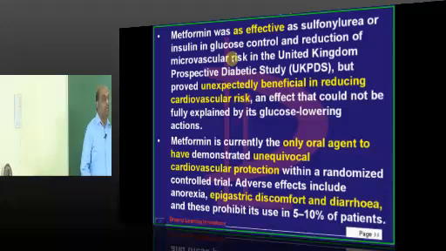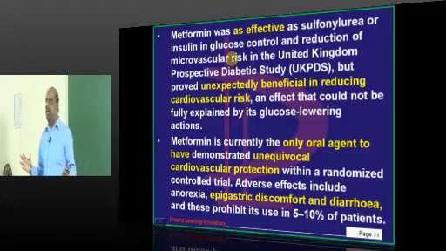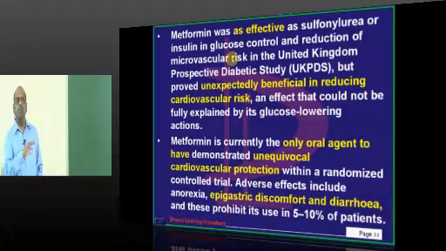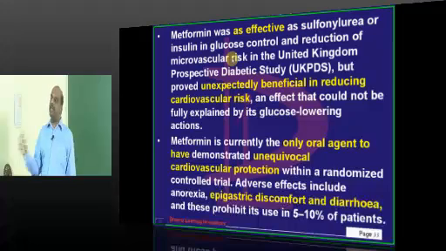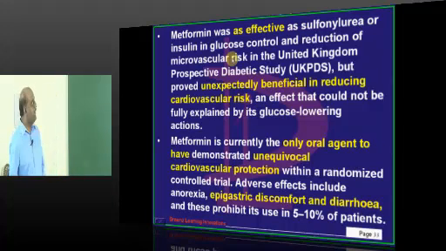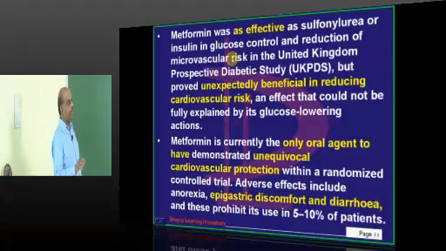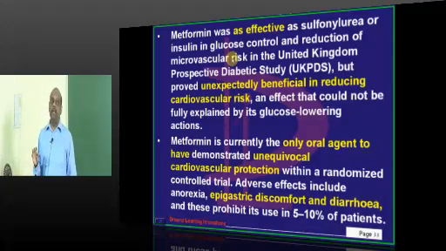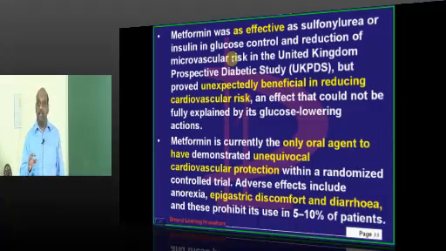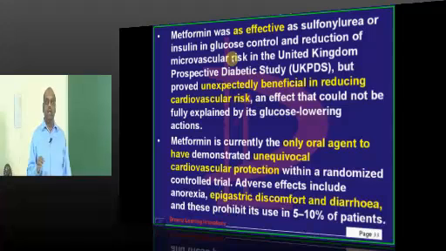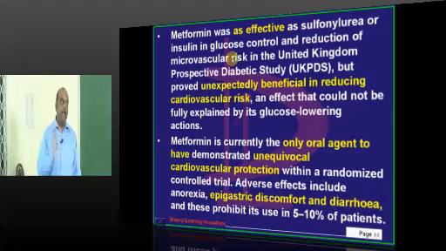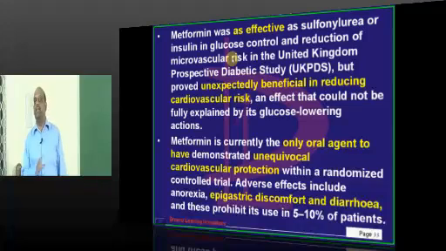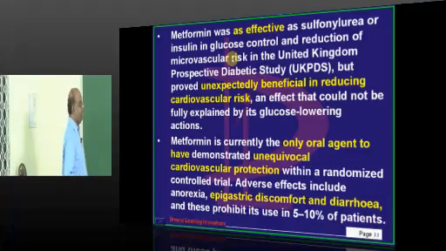Now, a lot of times there is a debate. Is metformin more effective or is sulfonylurea more effective? So basically, metformin is as effective as sulfonylurea. In fact, the UKPDS study has clearly shown beyond doubt that if you use metformin, there are unexpected benefits when it comes to reduction of cardiovascular risk. So metformin and reduced heart attacks is the buzzword which you need to basically remember.